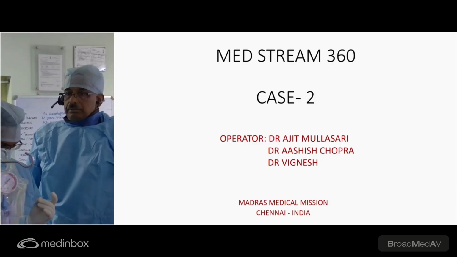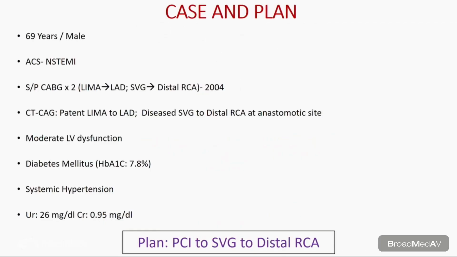All right, thank you. Coming to the case scenario, he's a 69-year-old gentleman presented with acute coronary syndrome, diagnosed as non-ST elevation MI. In prior history, he underwent a CABG with two grafts, LIMA to LAD and SVG to distal RCA in 2004. So he has been doing well for nearly two decades, and now presented with non-ST elevation MI. And we proceeded with the CT coronary angiogram to rule out the patency of the graft.